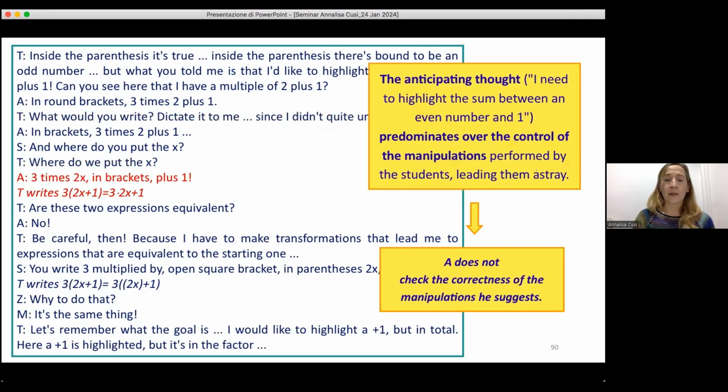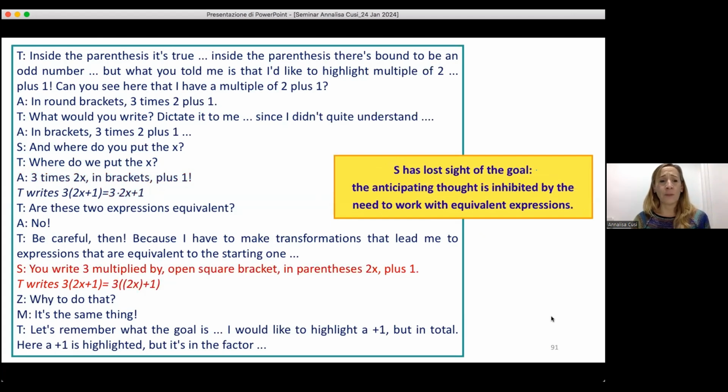We observed in these excerpts 2 moments of block, or moments of difficulties. The first one is when A suggests to write the expression in this incorrect way. And in this case, the anticipating thought, I need the sum between an even number and 1, is predominating over the control of the correctness of the manipulations that are performed. And so A does not check this correctness.